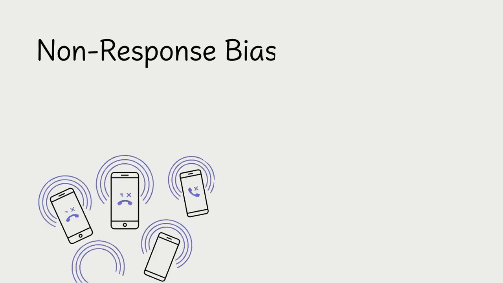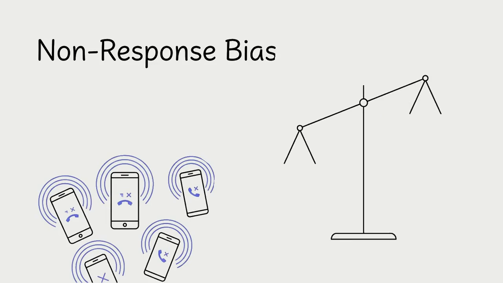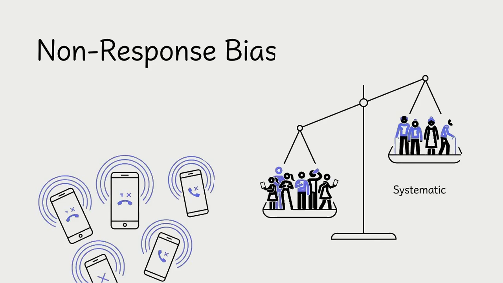Most people do not answer polls. Bias happens if responders differ from non-responders in ways related to vote choice. A low response rate alone is not fatal, but systematic differences are.